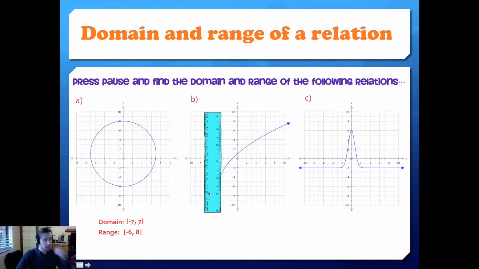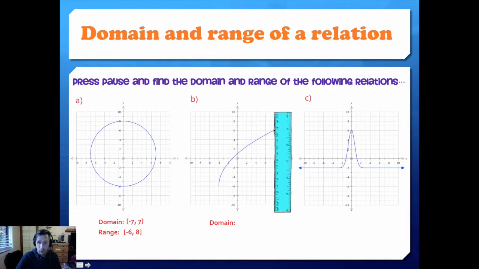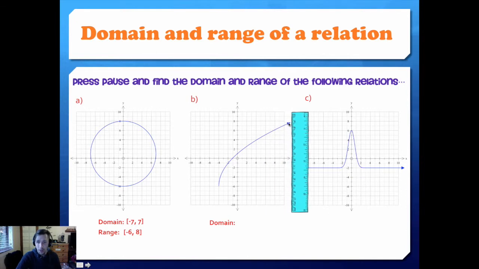So we put our ruler on, and we move it from left to right, like you can see. So for the domain, we go from left to right. You can see it starts here at -4, and it continues along forever. So it goes from the x value of -4 all the way forever along, because you can see the arrow here. So -4 to infinity. Of course, -4 is included, and infinity has a round bracket.